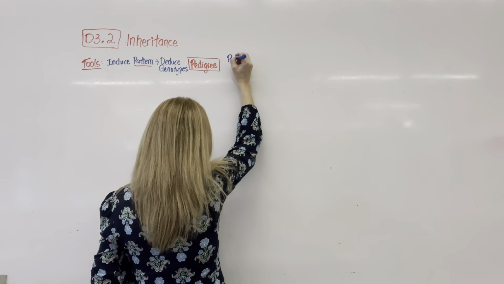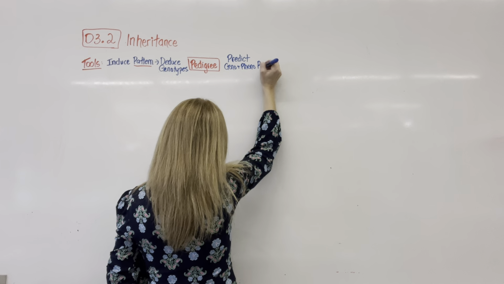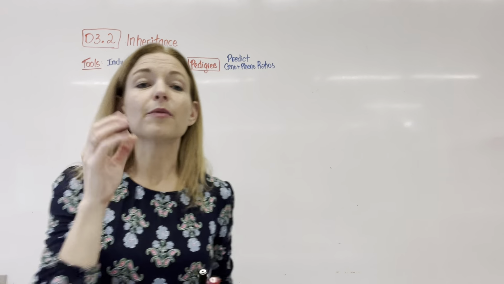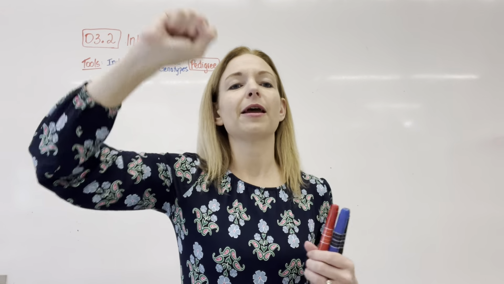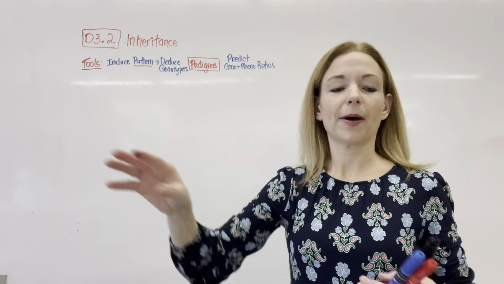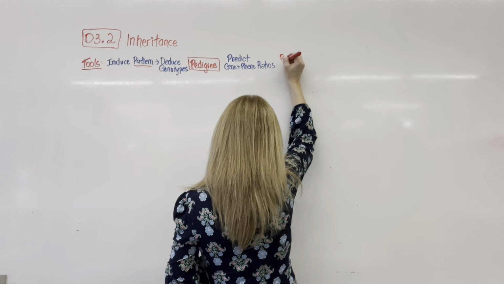Then if we want to predict offspring ratios, so this is induce and deduce, if we then want to predict genotype and phenotype ratios, then we're going to use a Punnett grid. And some problems may make you do both. They may start with a pedigree. From the pedigree you do this, then you set up a Punnett grid.